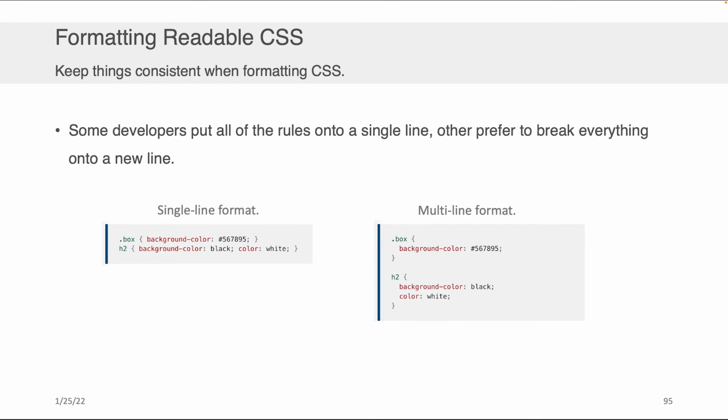Okay, last item I want to touch on as we get to the end of this component of our lecture is about formatting your CSS. Some developers put all the rules onto a single line, like I'm showing there on the left, and others prefer to break everything onto a new line, like I'm showing on the right. So these are called single line format and multi-line format. I personally, unless the rule is very short, prefer a multi-line format. I just think it makes it easier to read. There isn't an absolute truth or set of standards for how to do this, but you need to be consistent. So I encourage you not to use both single line and multi-line format. Choose one format and stick to it.